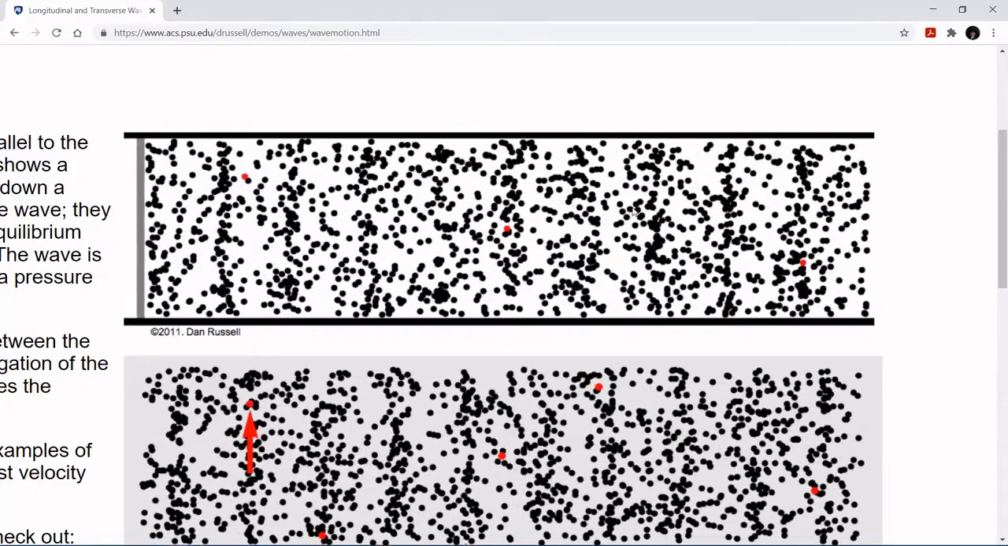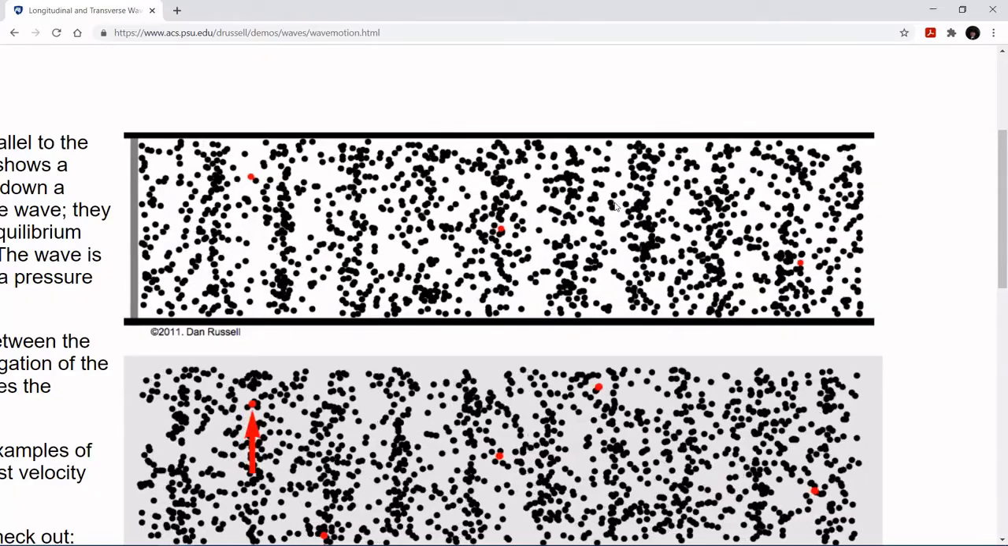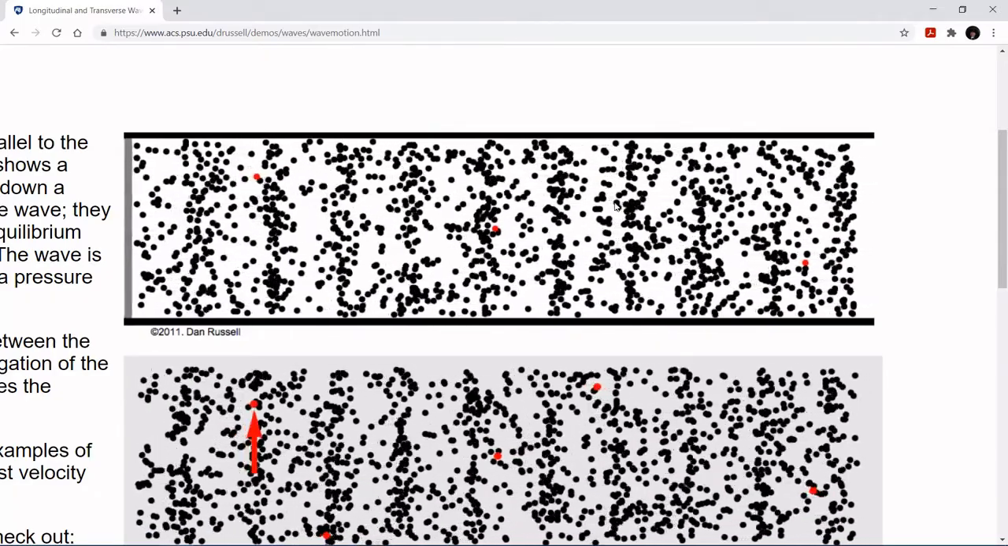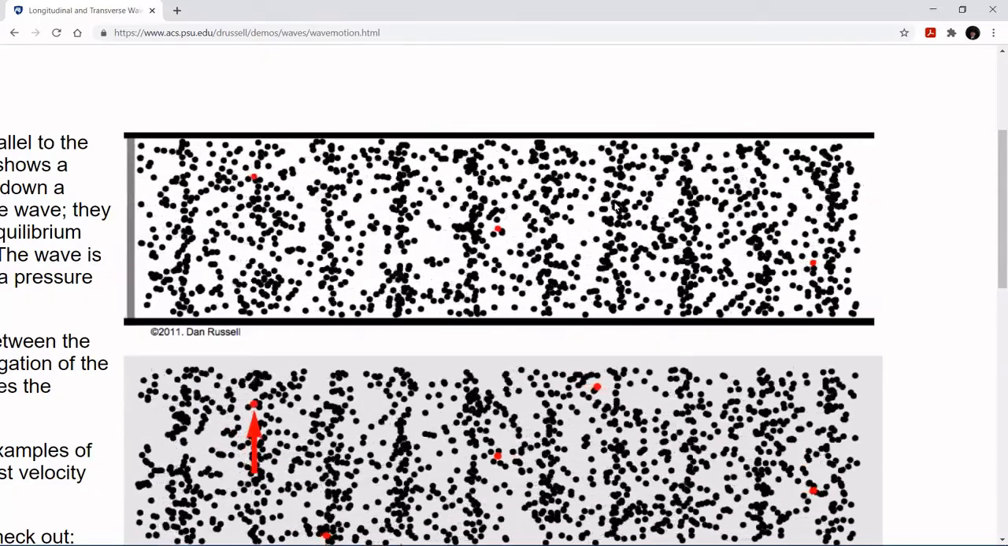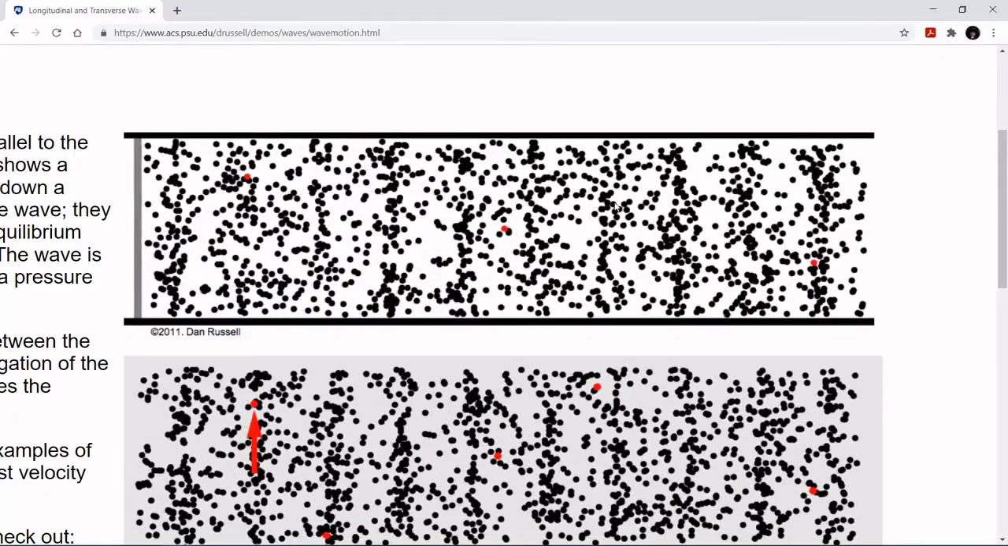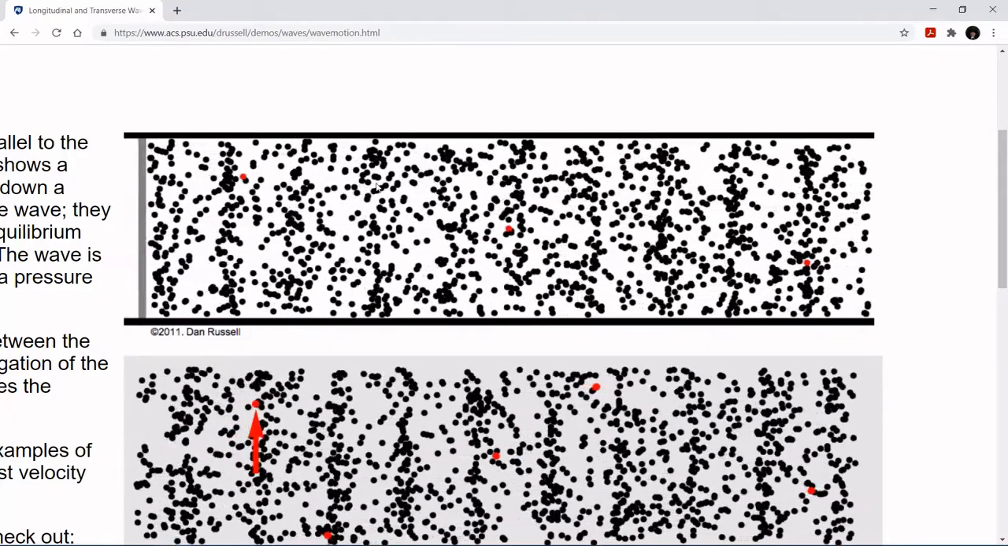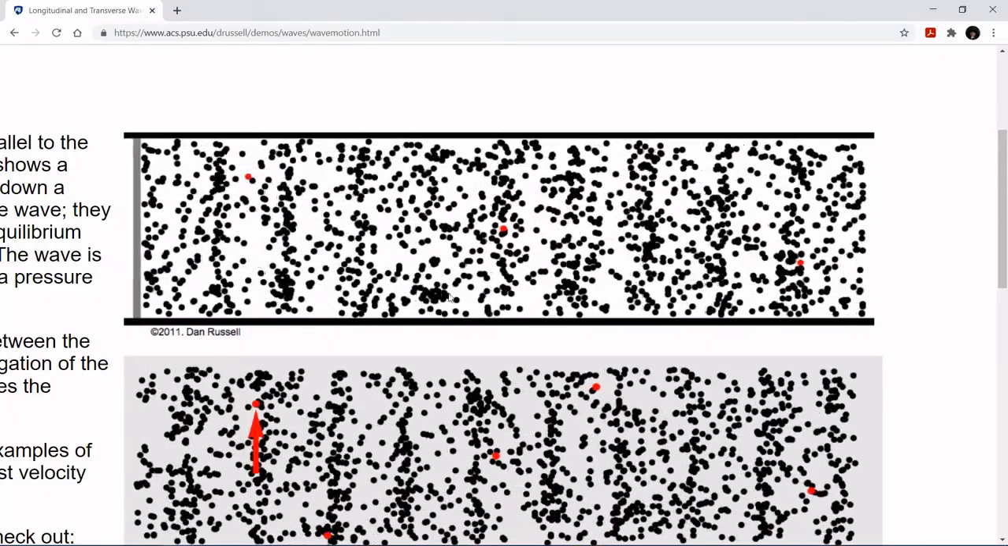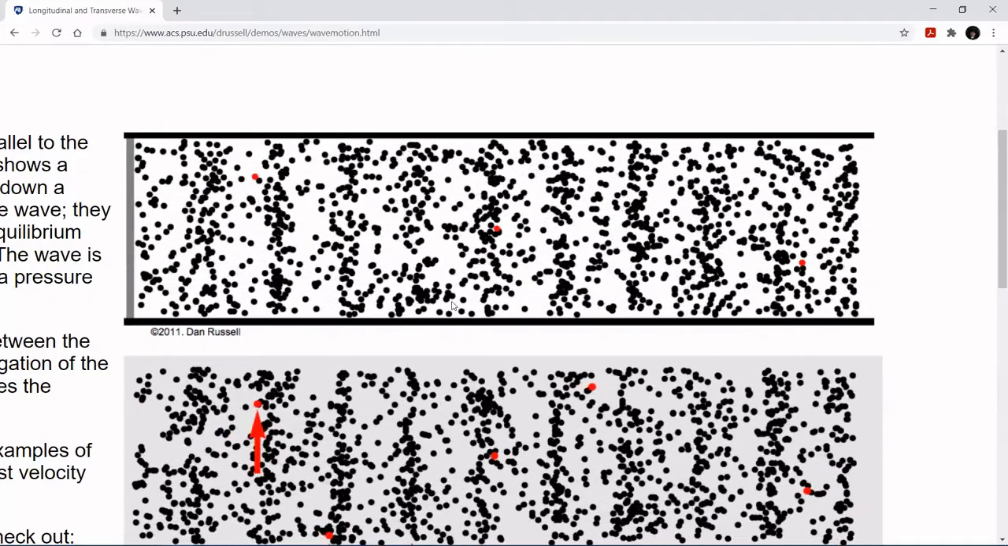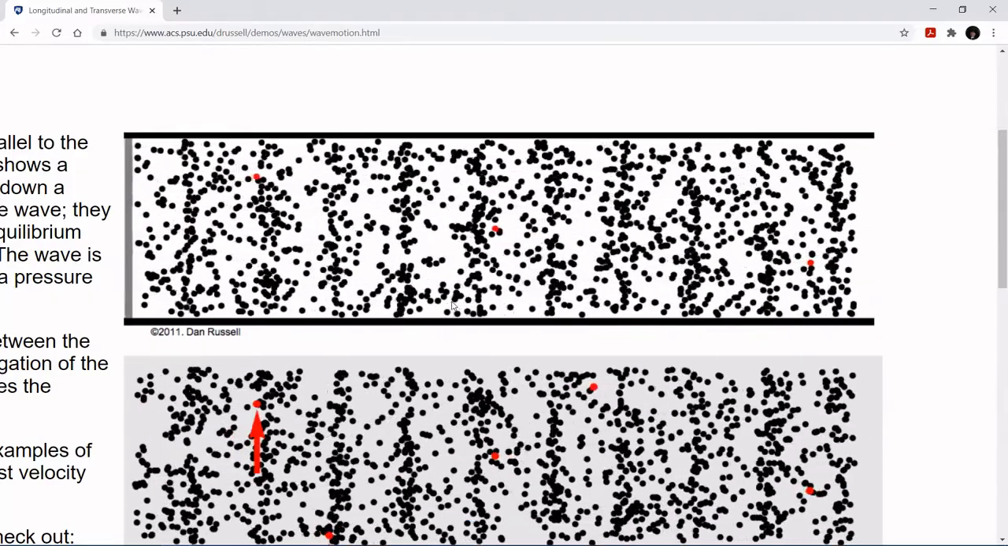Pick any of the dots here, train your vision on that dot, and you'll see that it's really not moving down the tube. It's just oscillating left and right. Now, what is traveling down the tube is this region where the particles are more dense, and that's called a compression. You saw that in the Slinky video.